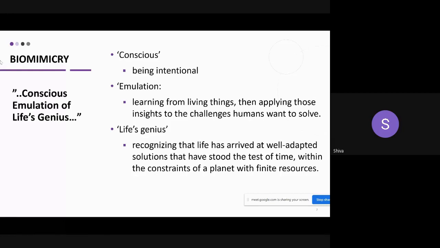Life's genius, recognizing that life has arrived at well-adapted solutions that have stood the test of time within the constraints of a planet with finite resources. Look at the beauty in the sentence, right? We know the Earth's resources are finite, and many of the things that Earth has created have stood the test of time. Unfortunately, of course, we are destroying it. We don't learn about nature, we learn from nature. This is such an important thing.